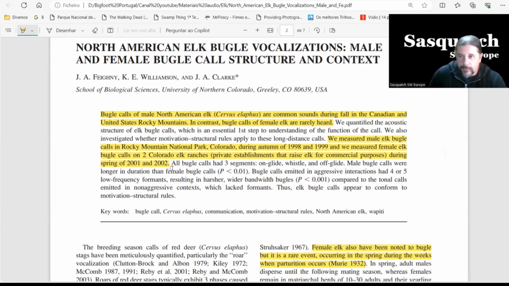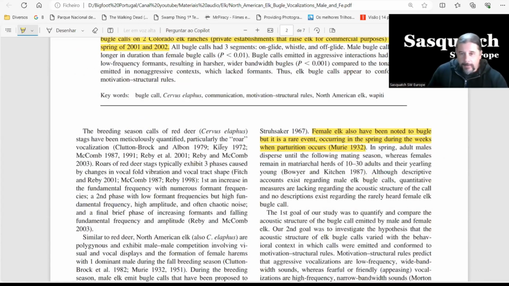So guys, females during spring. I highlighted the sentences that are most interesting for us. Female elk have also been noted to bugle, but it is a very rare event, occurring in the spring during the weeks when parturition occurs. So females during spring, males during autumn, from August, September to late November, sometimes into December, that's very rare, but they can bugle also.